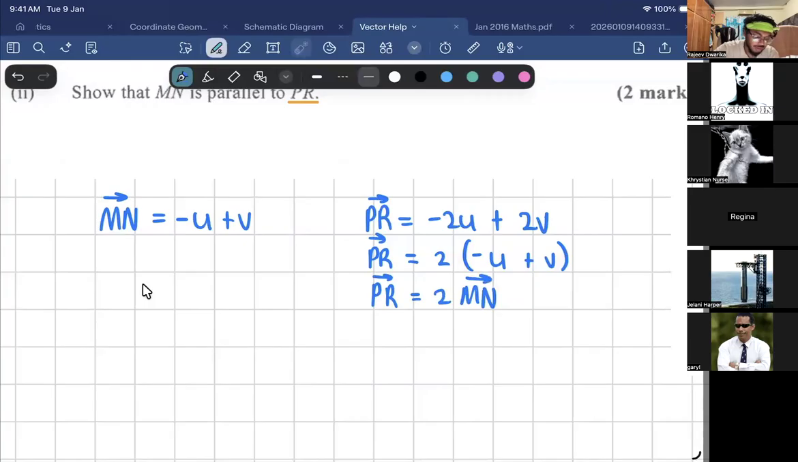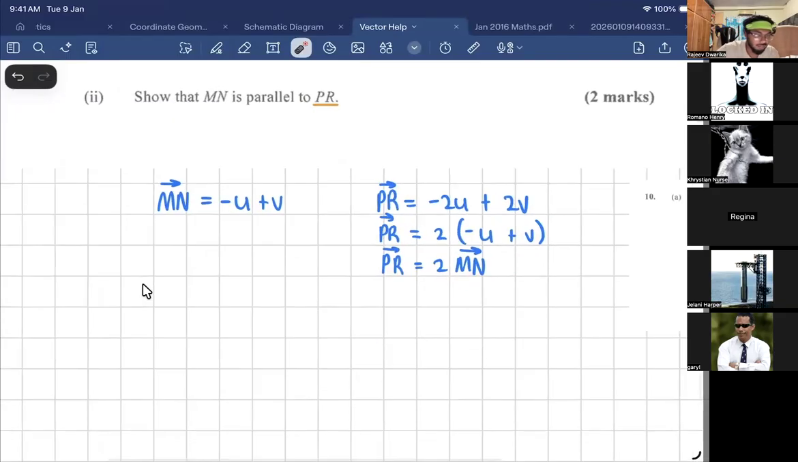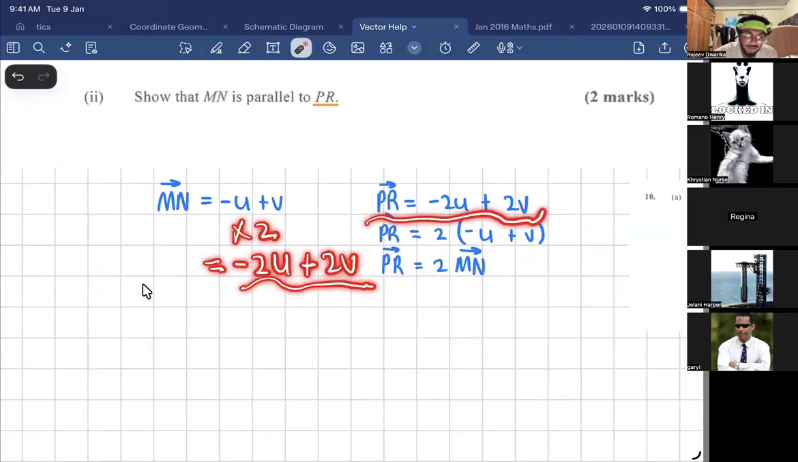And in doing this, Regina, you would have proved that PR is a scalar multiple of mn, which means they're parallel. And looking back on it, you can see what I'm talking about, because if I multiply mn by 2, I'll get 2 times minus u plus v, which is 2 times minus 2u plus 2v. Which is the same thing as negative 2u plus 2v for PR and mn.